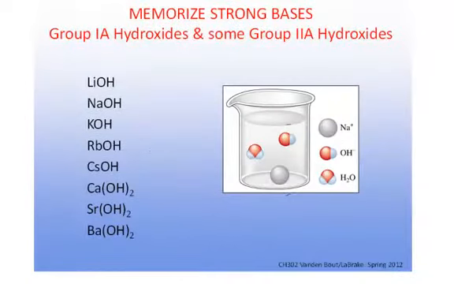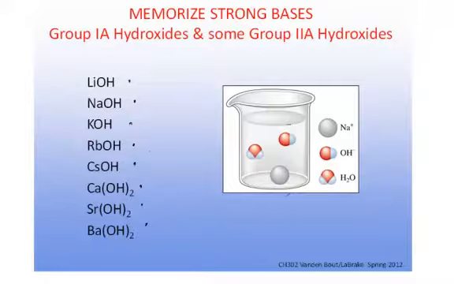As far as the strong bases go, the group 1A hydroxides and some of the group 2A hydroxides behave as strong bases when placed in water. The group 1 hydroxides are lithium hydroxide, sodium hydroxide, potassium hydroxide, rubidium hydroxide, and cesium hydroxide. You can memorize those if you have a periodic table handy, which you always do. Those are the group 1A metals. And then some of the group 2A metal hydroxides are also strong bases. That means they dissociate 100% when placed in water. That's calcium hydroxide, strontium hydroxide, and barium hydroxide.